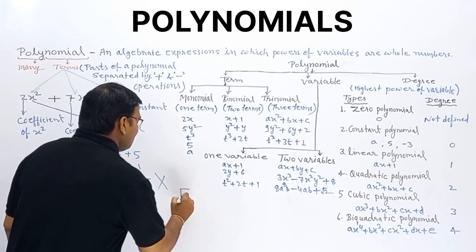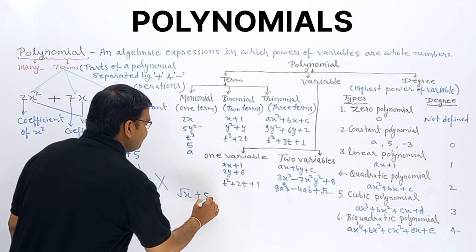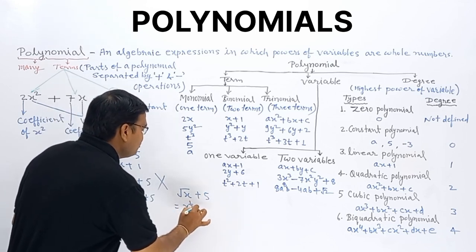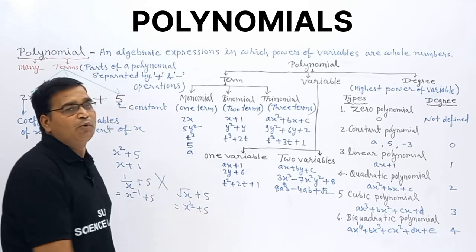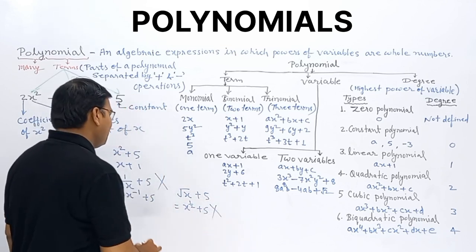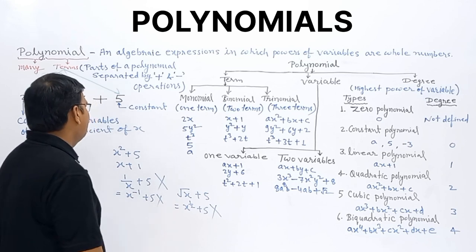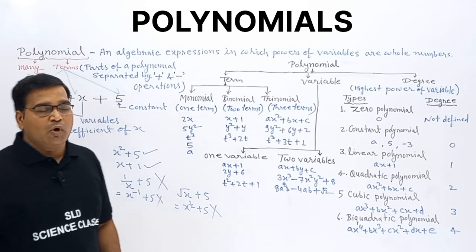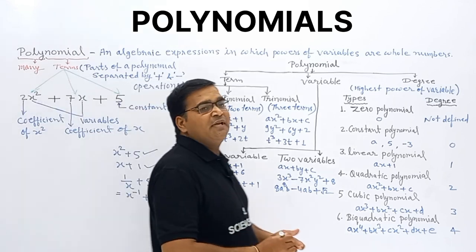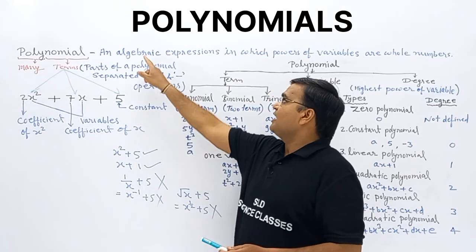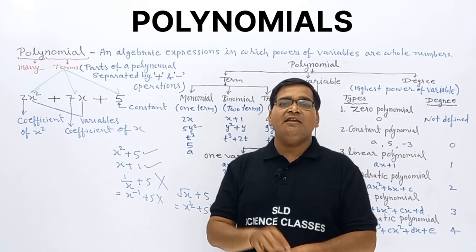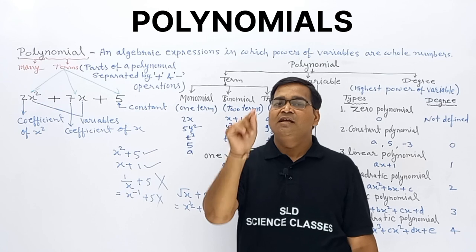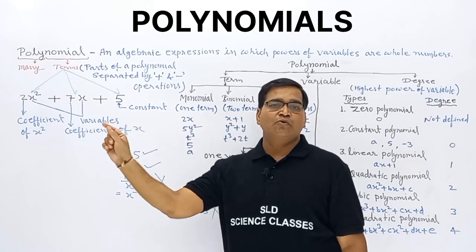Now next one, root of x plus 5. In this, what do we have? X power 1/2 plus 5. This is not a polynomial. So simply what we can say, polynomials are algebraic expressions in which the variable's power should be a whole number, 0, 1, 2, 3, and so on.